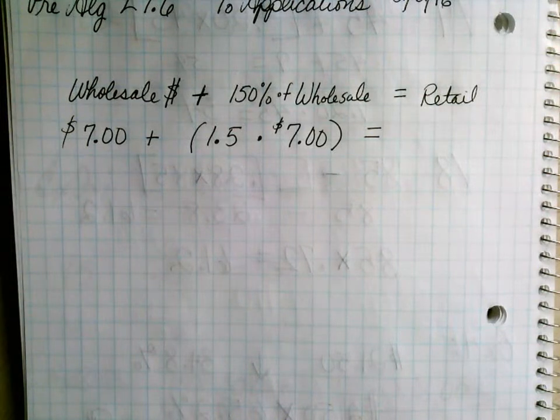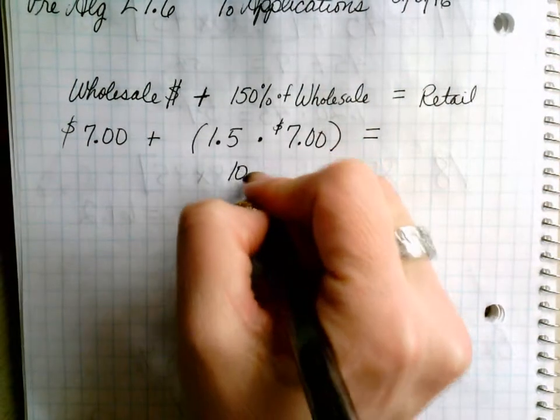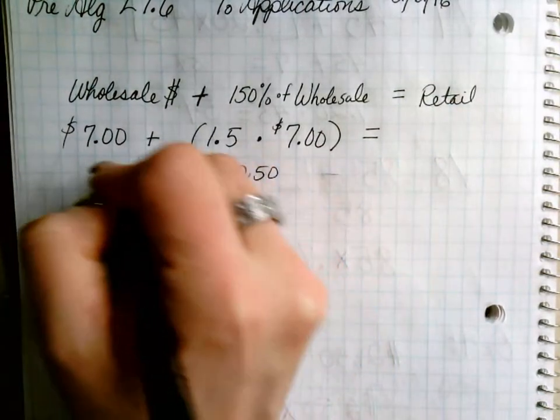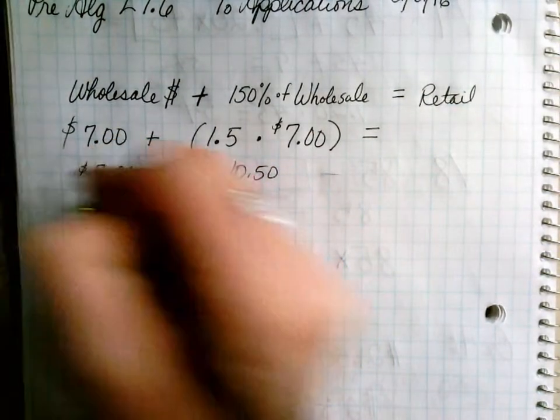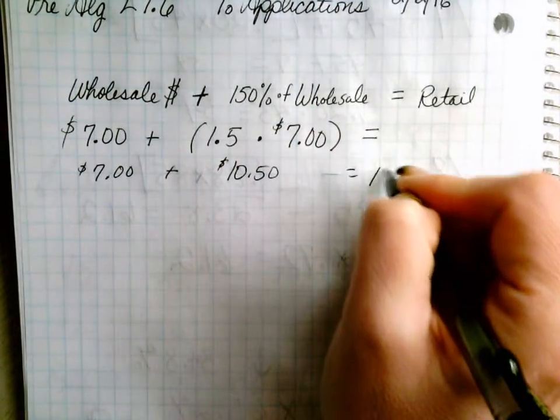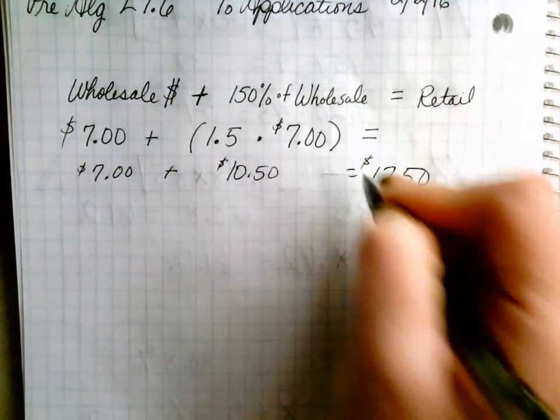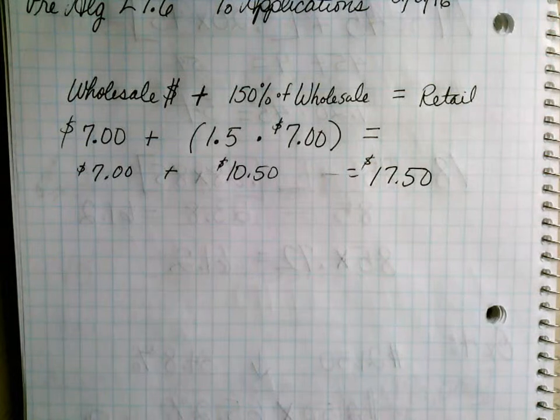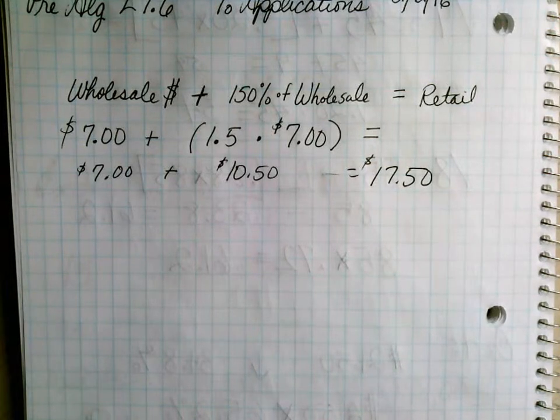1.5 times $7 is $10.50. That is what he adds to the original $7. So he is selling those beautiful bracelets for $17.50 a piece. All right? That's one way of doing these problems. Okay? There is another way of doing it. Okay, and it's similar to that thing I said that you would click with.